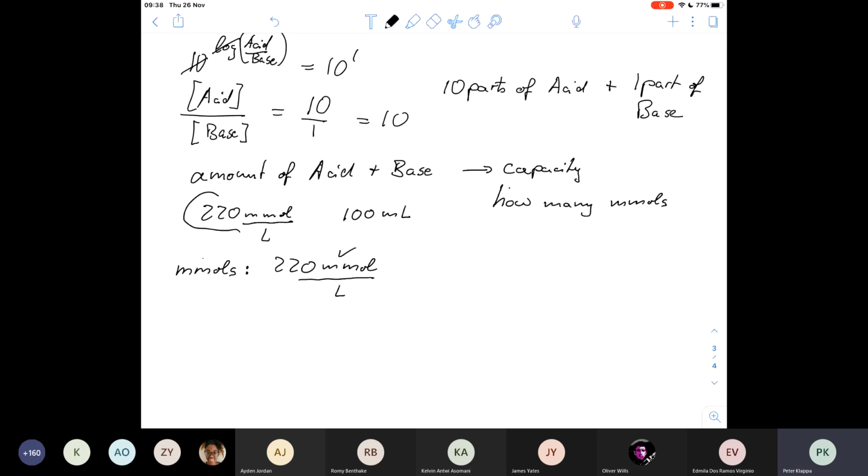Now the millimole is good, but we have to multiply it so that the liters cancel out. We can do that with our milliliters here, times 10 to the minus 3 liter here. That's our 100 milliliter. And if we do that, we get, what do we get? We get 22 millimole. Okay? So that's basically the second step.